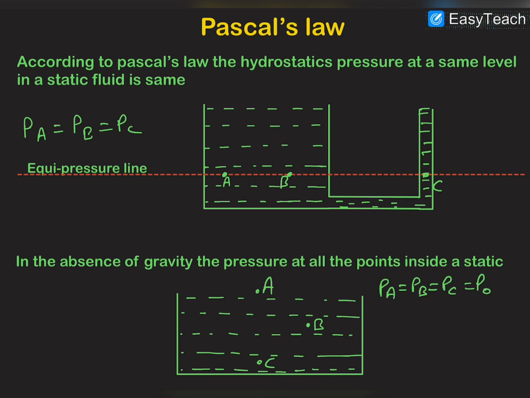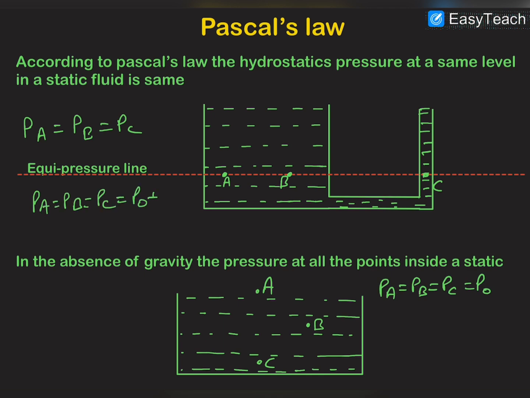I'll write it down here. So PA will be equal to PB will be equal to PC, and it will be P naught plus h rho g, where h is this depth. Okay, so this is the first thing.